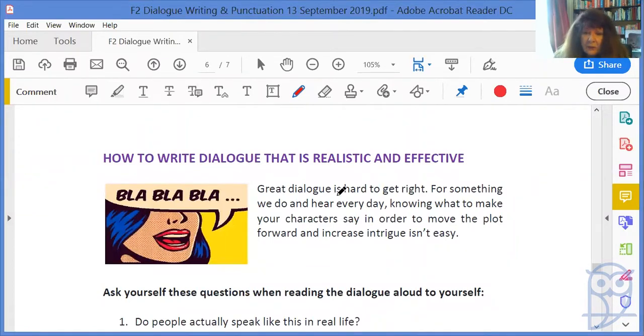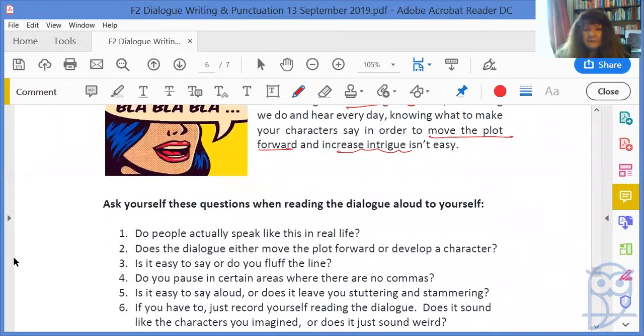So great dialogue is hard to get right. Although we speak all day, every day, some people don't listen, or they don't listen properly, they don't pick up what you're saying. Okay, but you need to use dialogue to move the plot forward and increase intrigue or mystery, which is quite difficult, but it can be done, and it saves you writing great screeds of stuff.